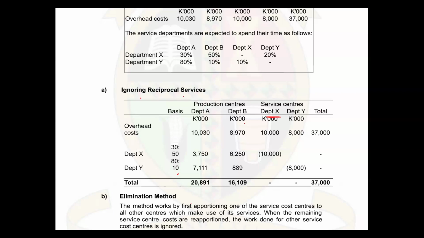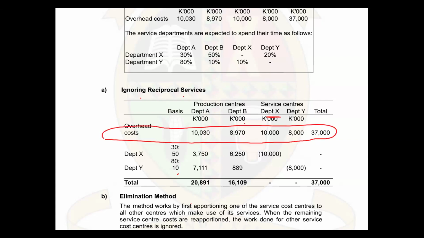Starting from which department? We could start with department X. These are the totals first, right? Let's allocate X. How much are we allocating for X? It's 10,000, right? This is the total. We want this 10,000 from X. So you have to slow down here now, so that people get you clearly.